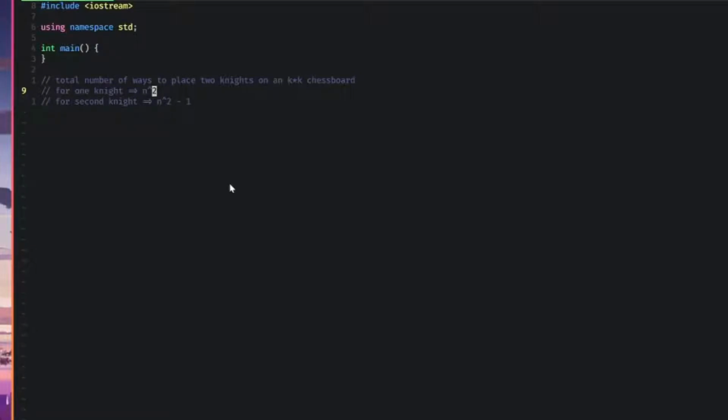This is because you can still place the second knight everywhere on the chessboard. However, the first knight already occupies a position. So that's what the minus 1 is for. It subtracts that extra position. So if there was a third knight, it'd be n squared minus 2. If there was a fourth knight, it would be n squared minus 3. So it just follows that same pattern.